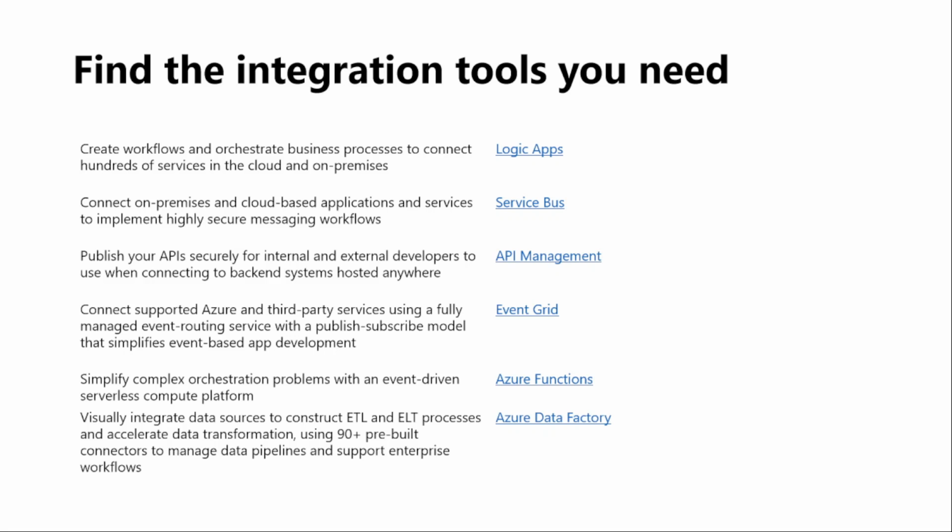The next is API Management. API Management is used to publish your APIs securely for internal and external developers to use when connecting to backend systems hosted anywhere. For example, you have an API and you want to secure it with any authentication type. This adds a top layer to the API so that when any request or traffic comes to your application, it is secure. This can be done by using API Management.